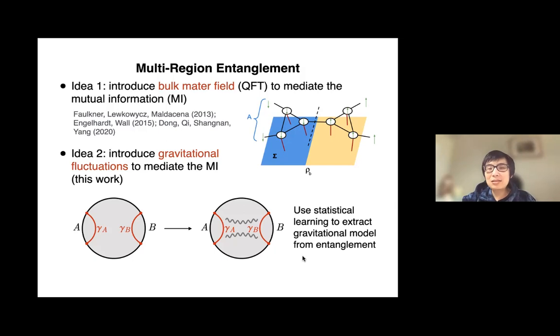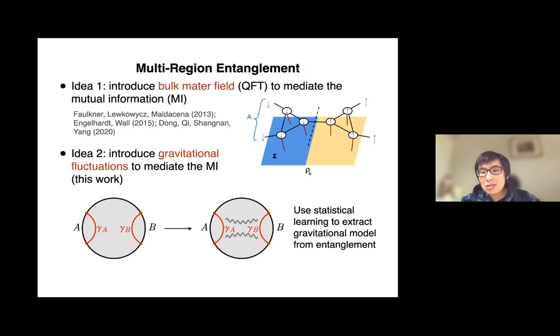So that means the mutual information, this multi-region entanglement data that is already present in a quantum field theory, can actually give us some hints about what kind of gravitational fluctuation there should be in the bulk. So basically that's the goal of our study: we try to look at these multi-region entanglements and try to extract what they tell us about the gravitational fluctuations.